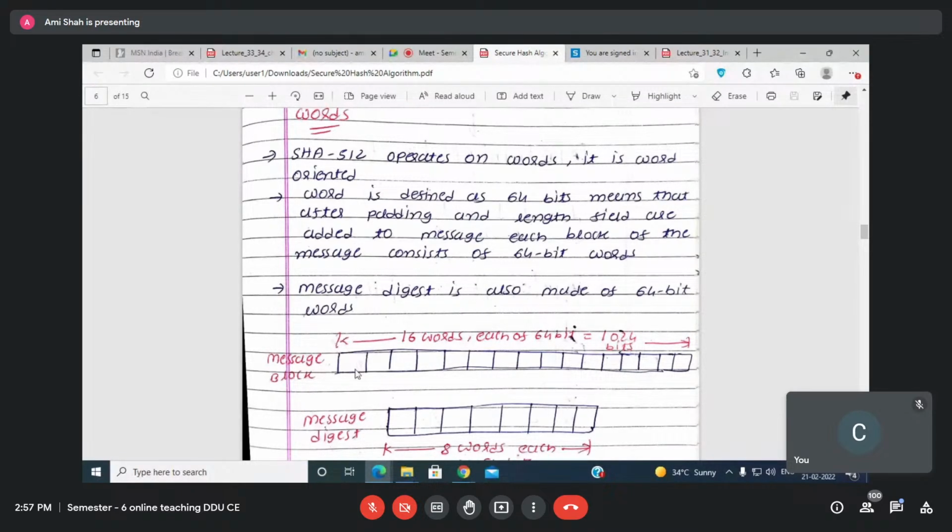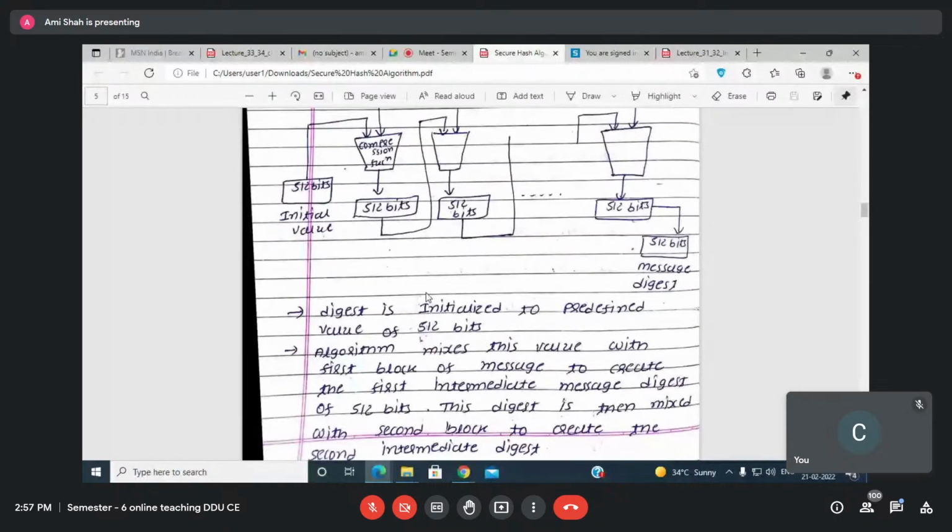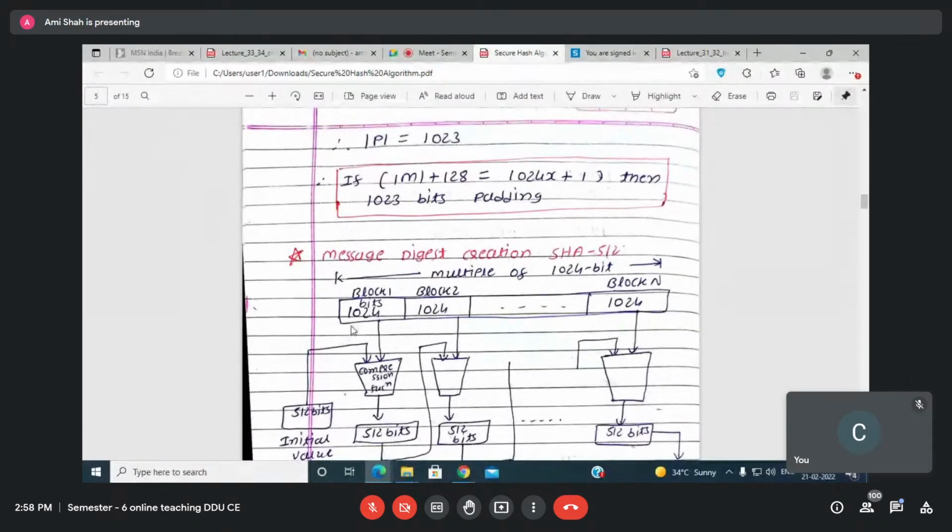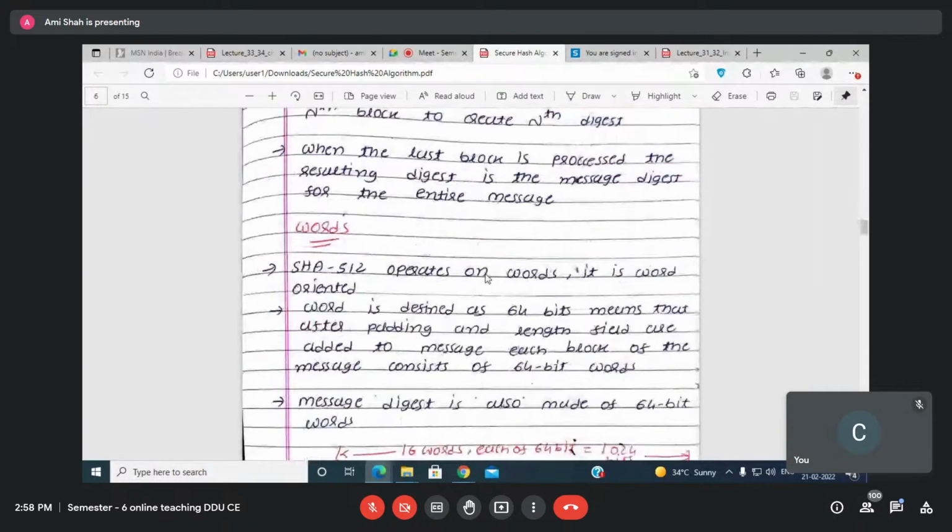Now I'm talking about one particular block, everyone. Here 1024 bits means a total of 16 words, each of 64 bits, and that's why it is 1024 bits. In this figure, the first block has a total of 16 words, each word of 64 bits, which equals 1024, right? This is block number 1. Similarly, block number 2 has 16 words, each of 64 bits, giving 1024. Up to this, clear, everyone?